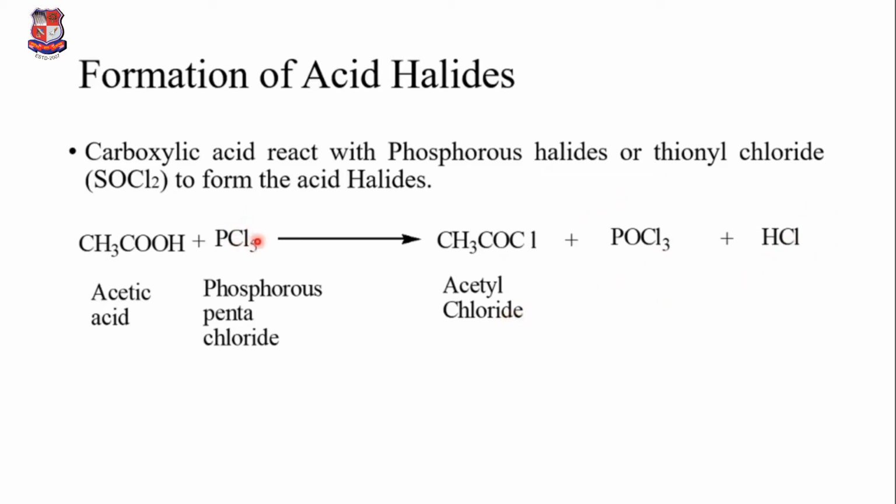Here, of the 5 Cl, one Cl is attached with CH3CO, so making CH3COCl, the acetyl chloride. Then one Cl is attached with the H, making HCl, and then one O is attached with P, with P and Cl3, making the phosphorus oxytrichloride.